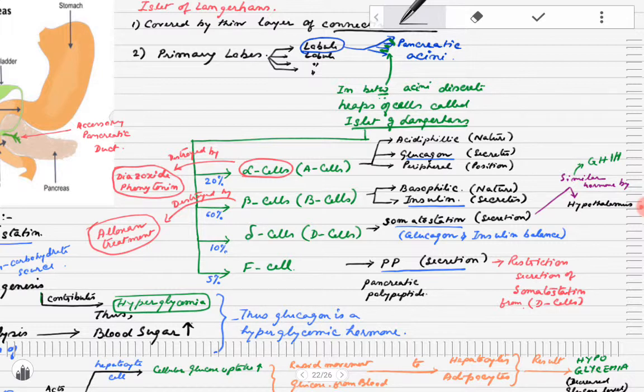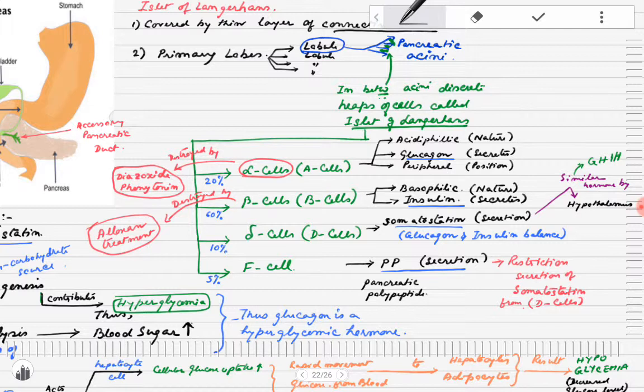Now regarding the percentage. It is almost about 20% for these alpha cells, the beta cell is about 60%. Delta cells range from 10 to 15%, and F cell ranges from 5 to 10%.